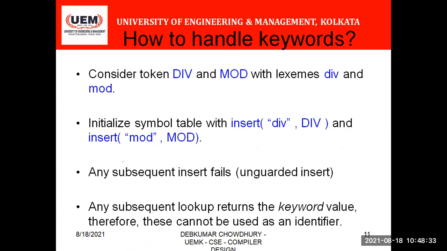Next, we observe how to handle keywords. Consider this kind of token: div and mod. Div is represented by the lexeme div and mod is represented by the lexeme mod. Can anybody tell me what div stands for and what mod stands for?